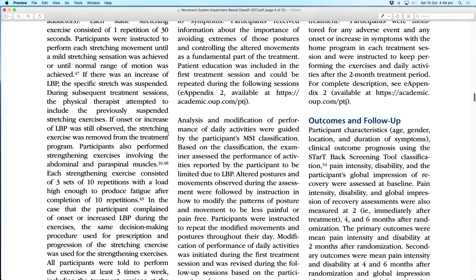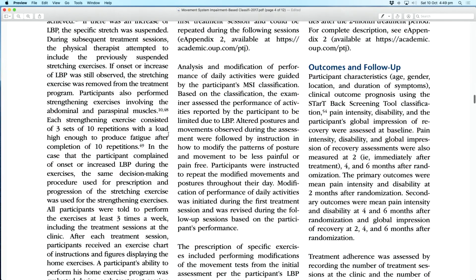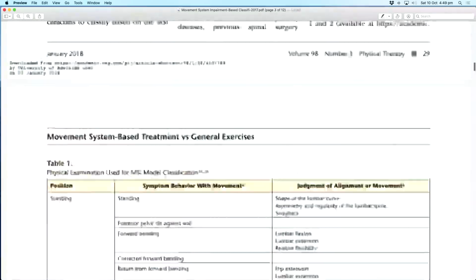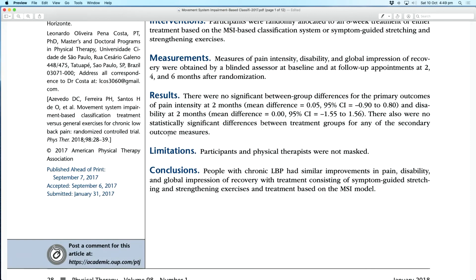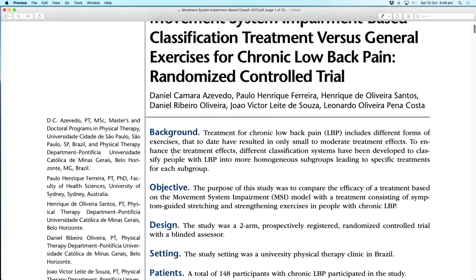And so at the end of the trial, what they found was, and I'm just going to read from the conclusions here in the abstract, results. There were no significant between-group differences for the primary outcomes of pain intensity at 2 months and disability at 2 months. There were also no statistically significant differences between treatment groups for any of the secondary outcome measures. Conclusions: people with chronic low back pain had similar improvements in pain, disability, and global impression of recovery, with treatment consisting of symptom-guided stretching and strengthening exercises and treatment based on the movement system impairment model.